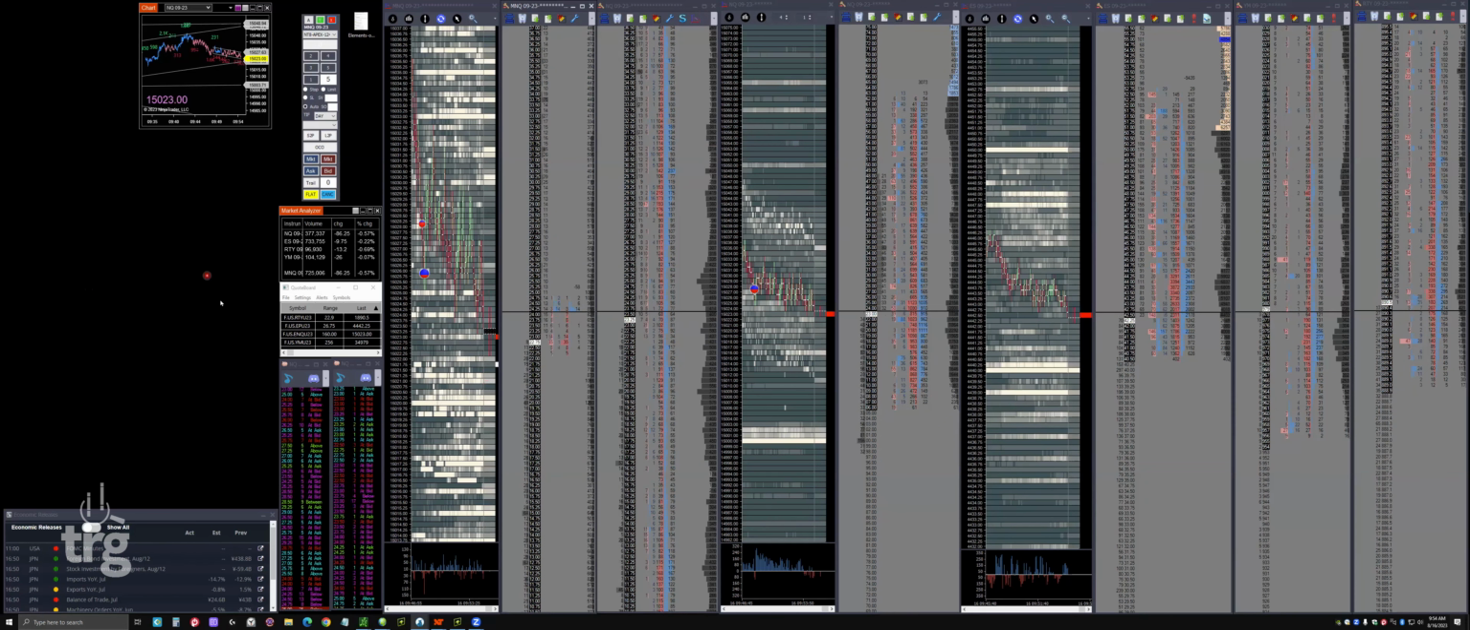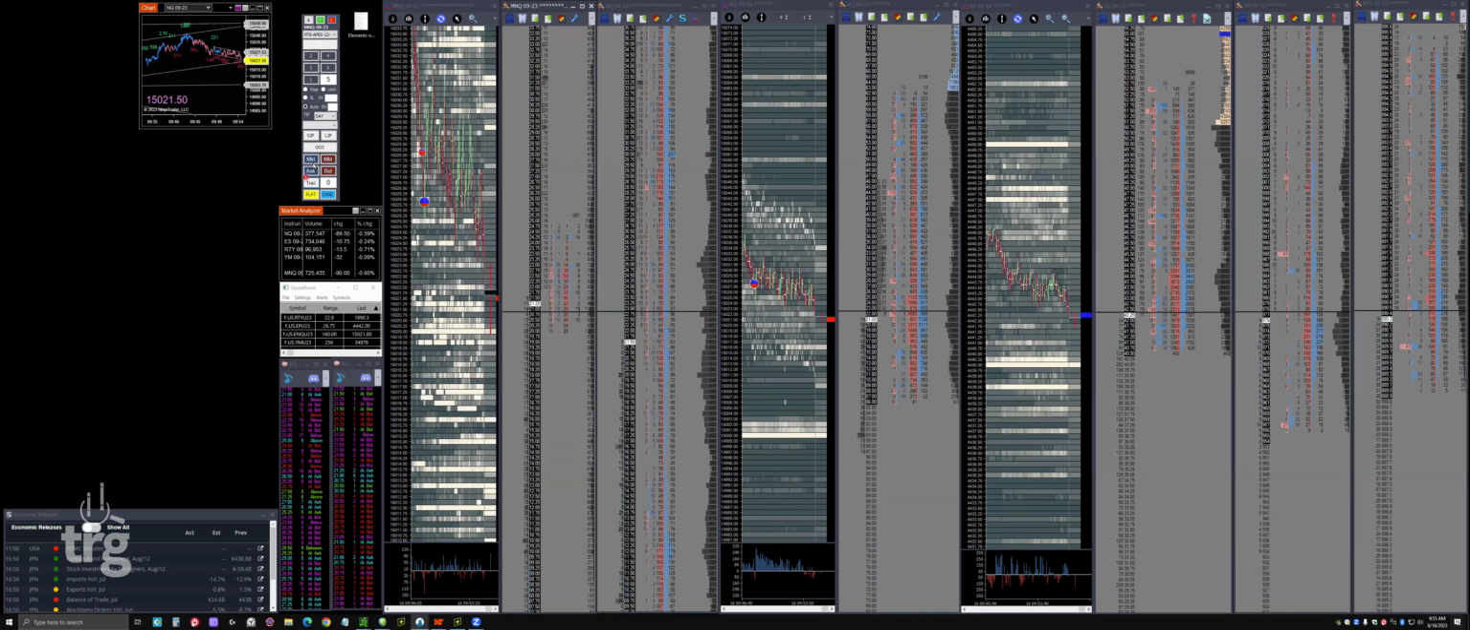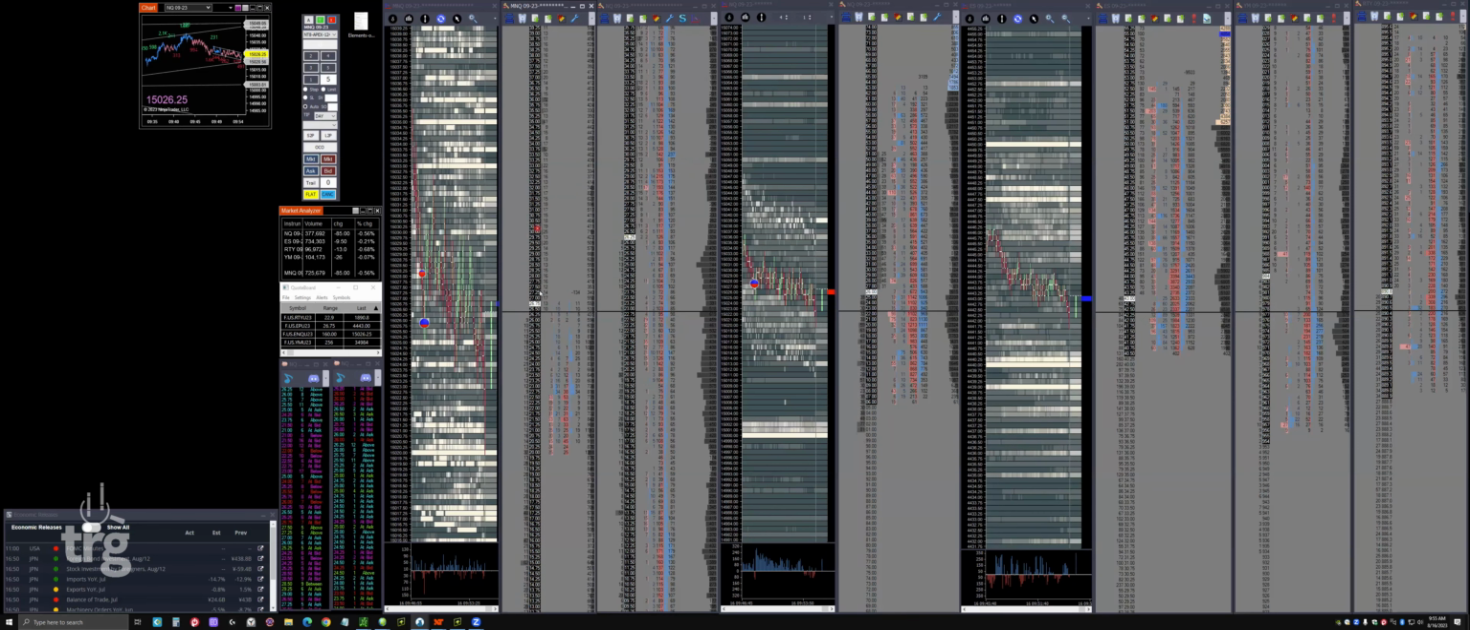I wouldn't touch this till 20. Then I would be interested, because there's a bunch of liquidity down here at 20. Let's see if 20 holds. I missed it. I was going to grab 20, and by the time I got over to my button, we're at 24 again. Now 25, now 27.